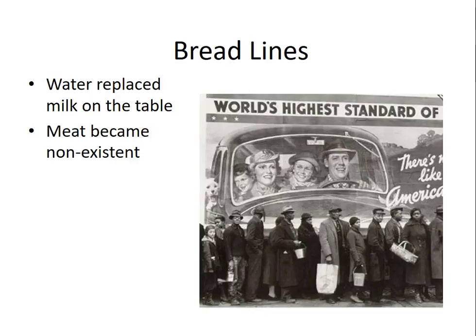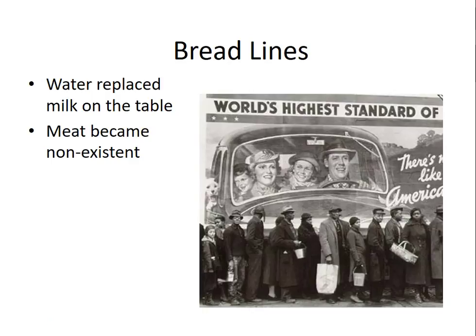When people couldn't find jobs, they lost their life savings. Very quickly, people stop having enough money for food. And so what happens is people stop being able to drink milk. They start drinking water. Eating meat was a luxury. Meat became pretty much non-existent. It was too expensive and people couldn't afford it. If you got meat, that was a big thing.